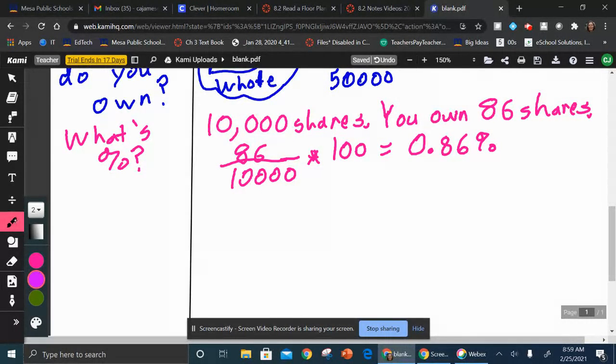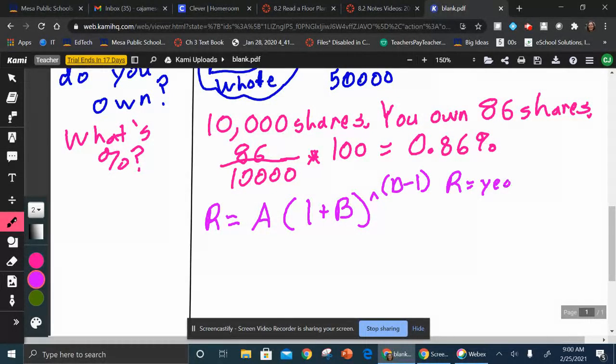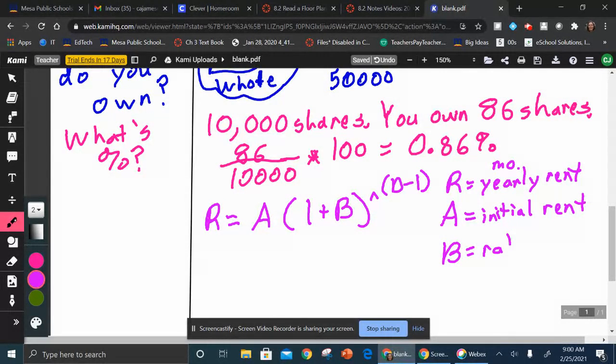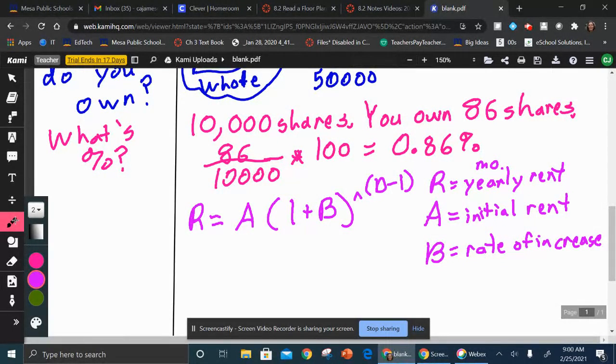Okay, so as we know, we have a formula to figure out, like, if you're looking at renting a place and the rent increase, raised to the D minus 1. Okay, so R is the yearly rent. A is the initial rent. When I say yearly, everybody, you could also do monthly instead. And then B is going to be the rate of increase. And then D is the number of years.